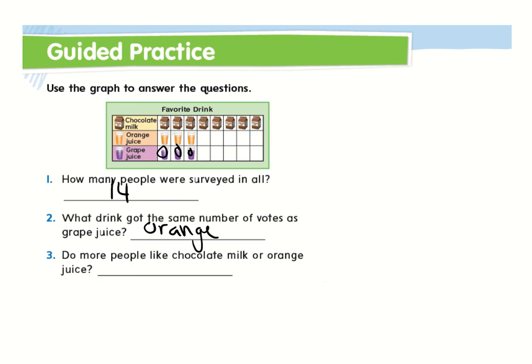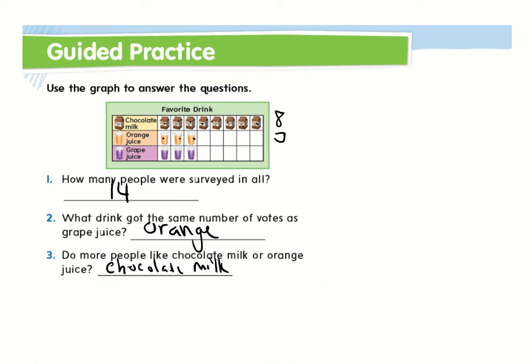And the last question that we're going to be asking here is, do more people like chocolate milk or orange juice? So let's go up and compare. Chocolate milk I know had 1, 2, 3, 4, 5, 6, 7, 8. And I know that orange juice had 1, 2, and 3. So I can definitely tell from this, boys and girls, that chocolate milk got more votes than orange juice.